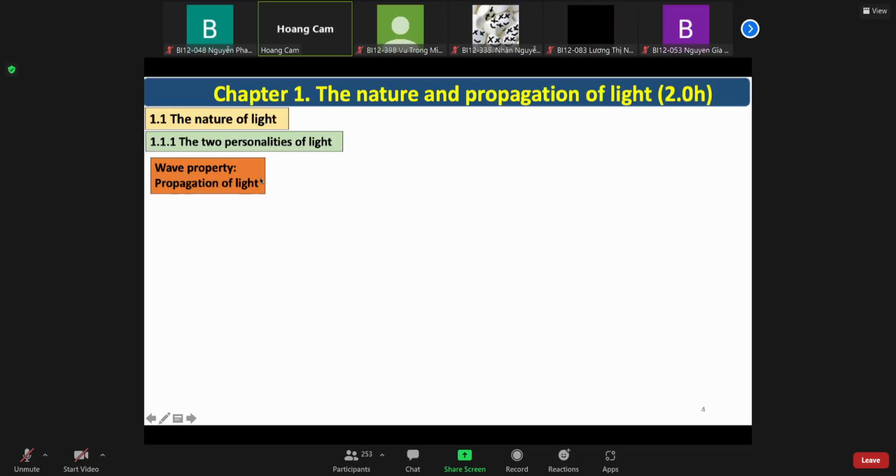the propagation of the light. And the second one is the particle property, so wave and particle, which are the dual personalities of the light, or the two personalities of light here. And for the particle property, which is shown by some processes like emission or absorption.